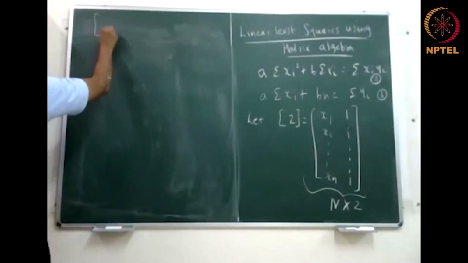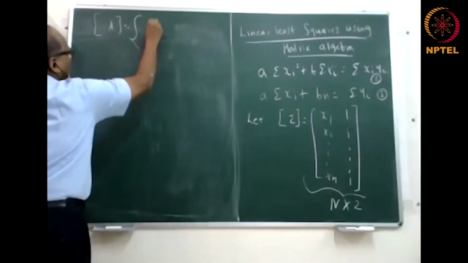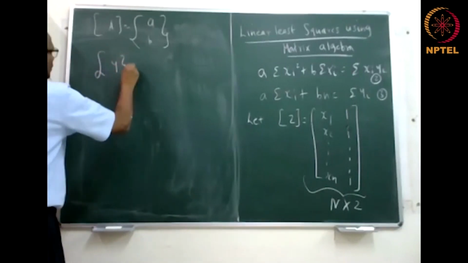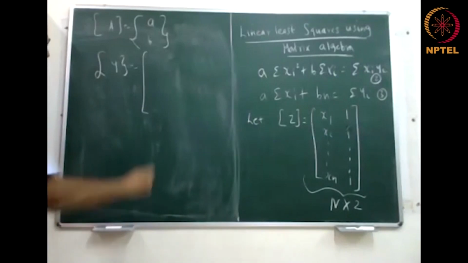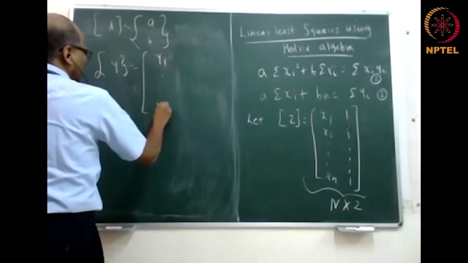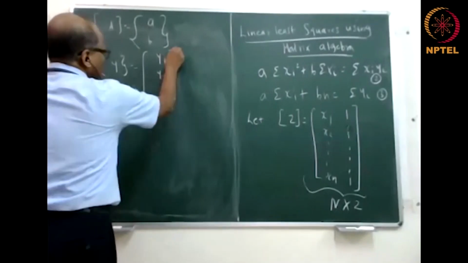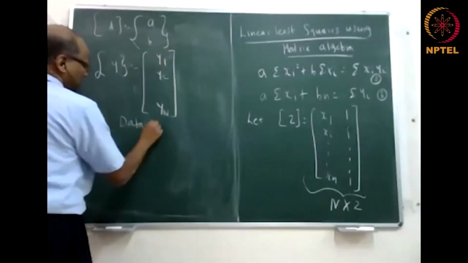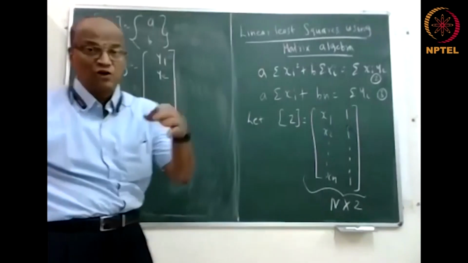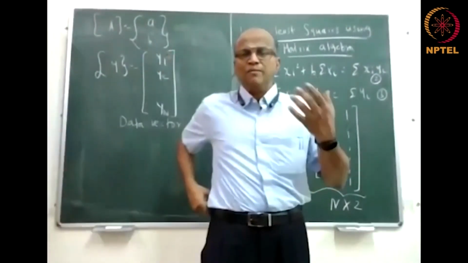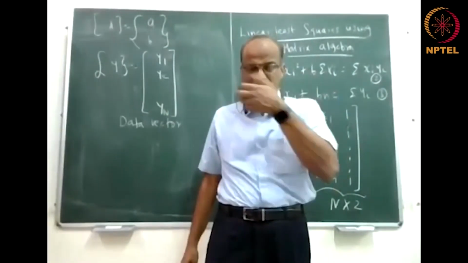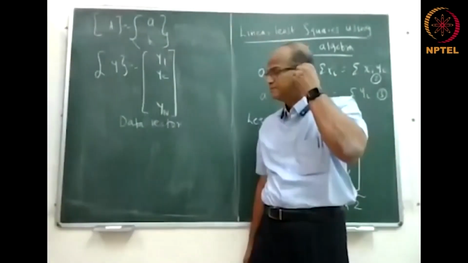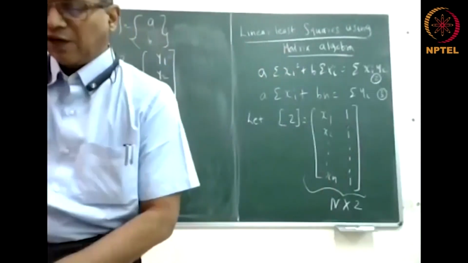Now A is the vector of the parameters to be retrieved, or the parameters of the regression, and Y is basically the data vector. Vector of the data. What data? Measurement. So you can say measurement vector or data vector. That's the terminology used in the parlance of inverse heat transfer. Okay, data vector. Now we can do some math on this.